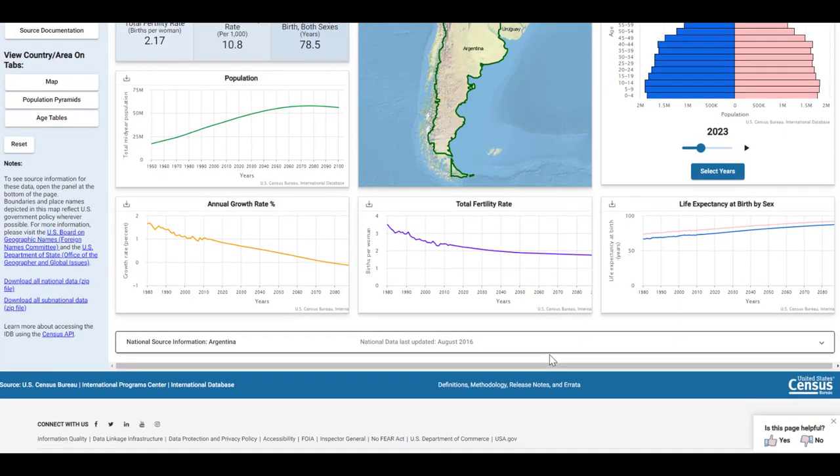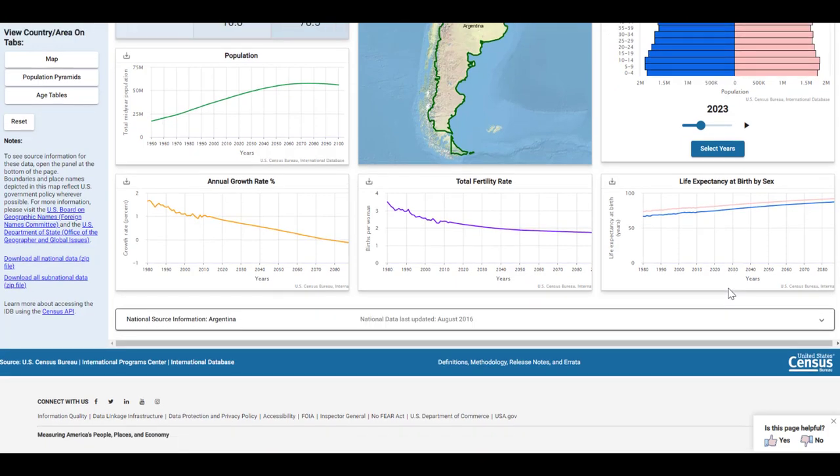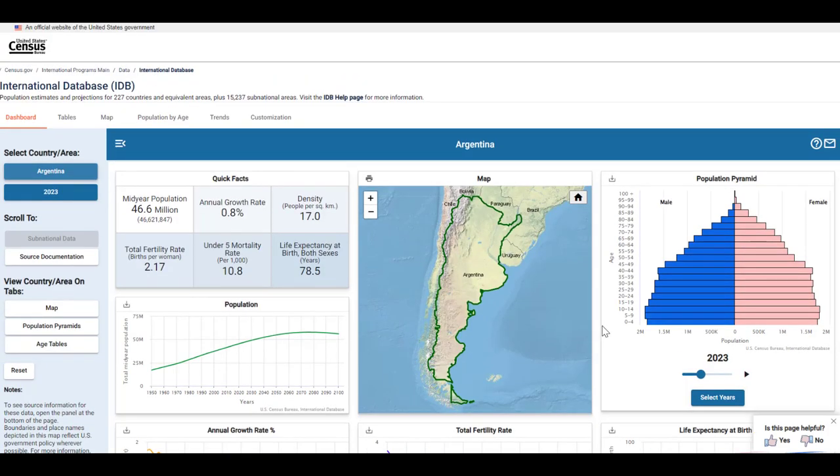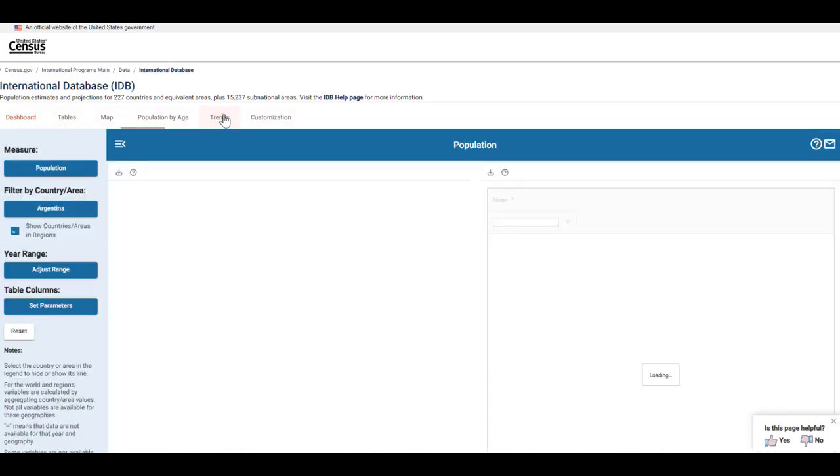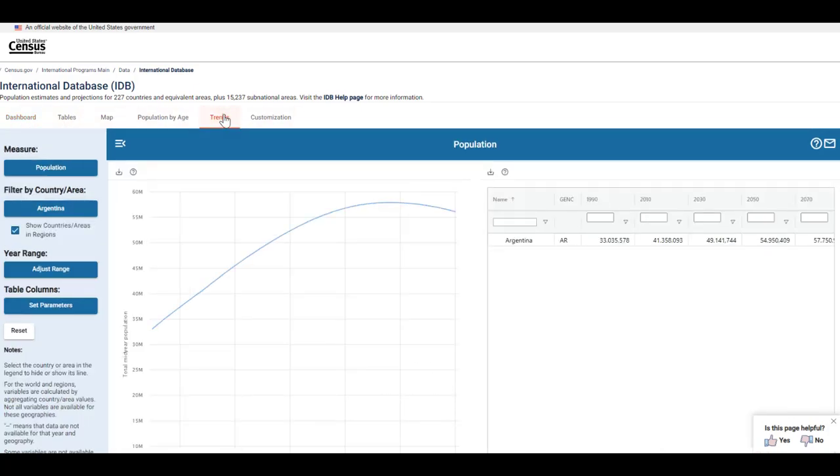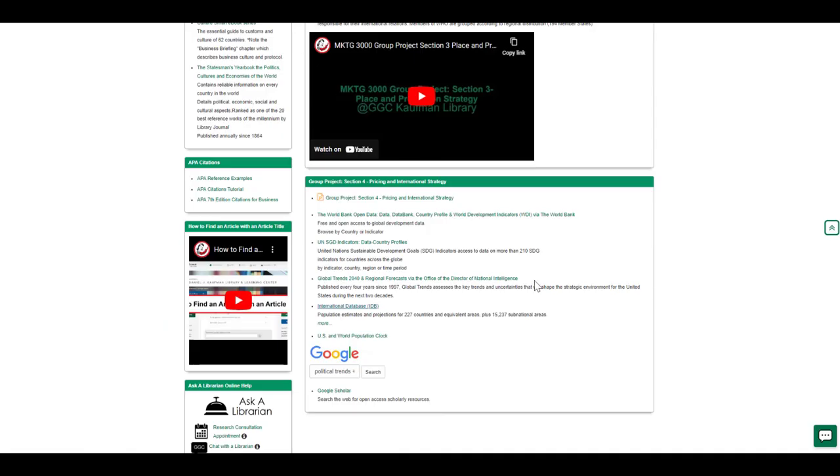I can scroll through here. I can look at my annual growth rate, life expectancy. So anyway, it just gives me a few things that I can go in and look at, and I can explore all the other factors on here, other trends, other things like that. So I can go in and look at Argentina. So just explore that site. All of these sites, I'm just showing you the basics. There might be more for you to go in and explore.